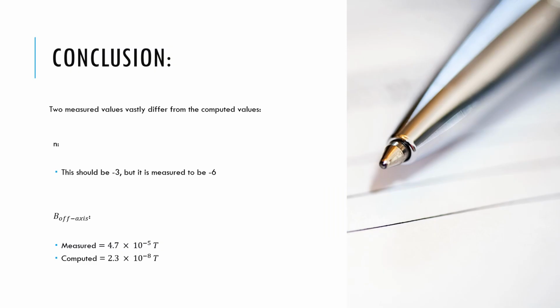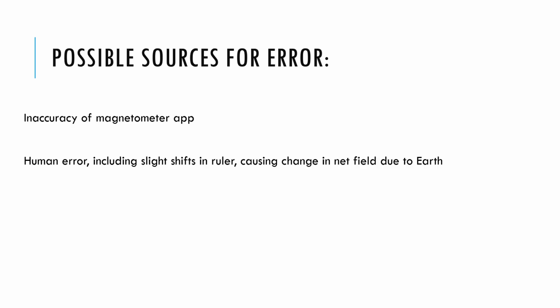We found that the two measured values vastly differed from the computed values. The n, which should have been minus 3, we measured it to be minus 6, and the magnetic field off axis was measured to be 4.7 times 10 to the minus 5, whereas we expected the computed value to be around 2.3 times 10 to the power minus 8 teslas. These values could be different because of various sources of error.